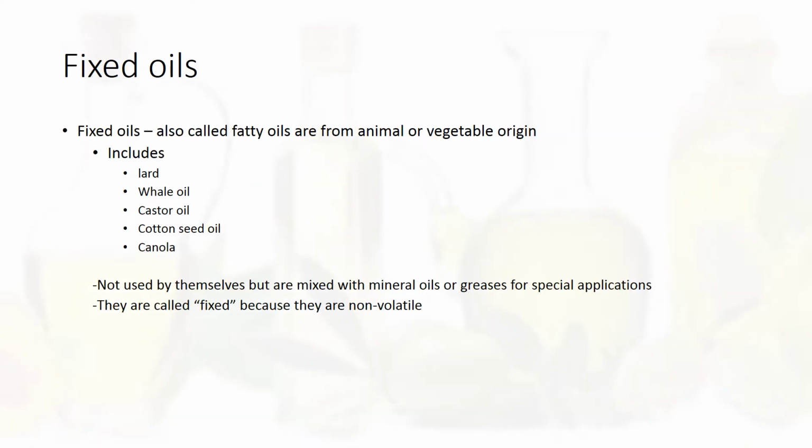Fixed oils, are also known as fatty oils, originate from animal or vegetables. Some of these can be lard, whale oil, castor oil, cottonseed oil, canola oil. The fixed oils themselves are not used, but actually are mixed with either mineral oils or greases for special applications. They're called fixed because they are non-volatile.